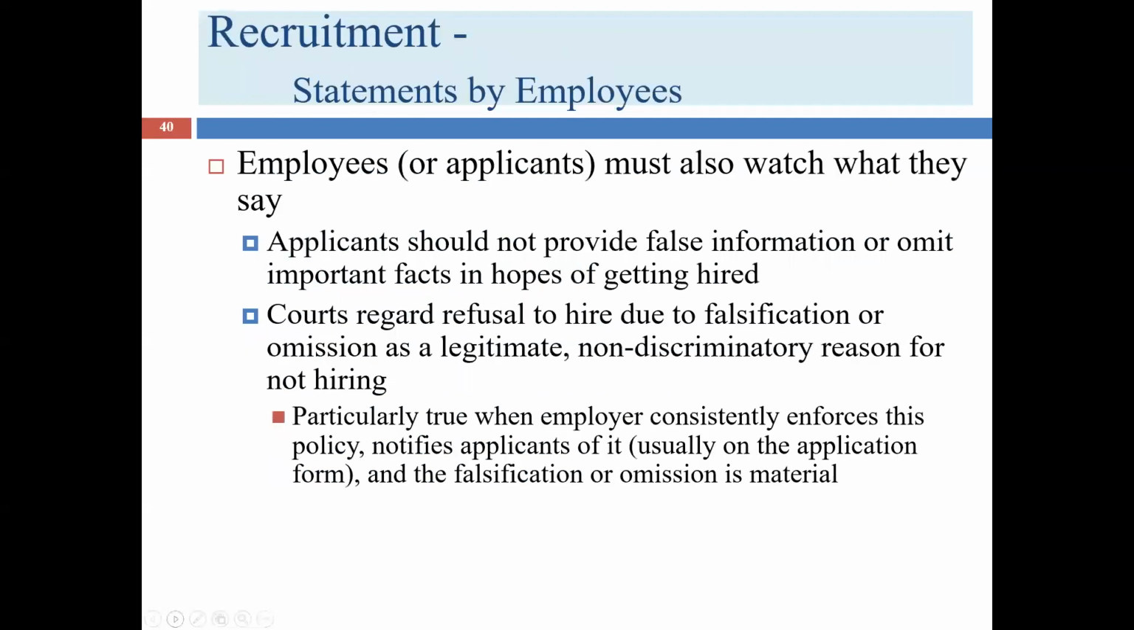Now let's talk about statements by employees. Obviously, employees need to be careful about what they say. That's pretty obvious. You make a statement, a false statement, for example, about your credentials. Very likely, if the employer discovers it, your candidacy isn't going to go forward, even if you are a good candidate. Imagine for a second that you have very good skills, but you say something during the interview that the other side knows isn't true.